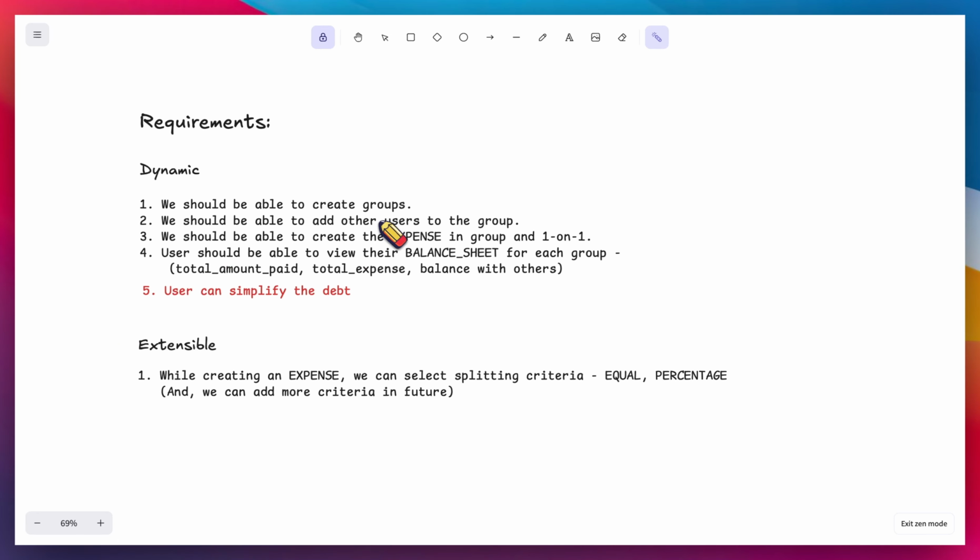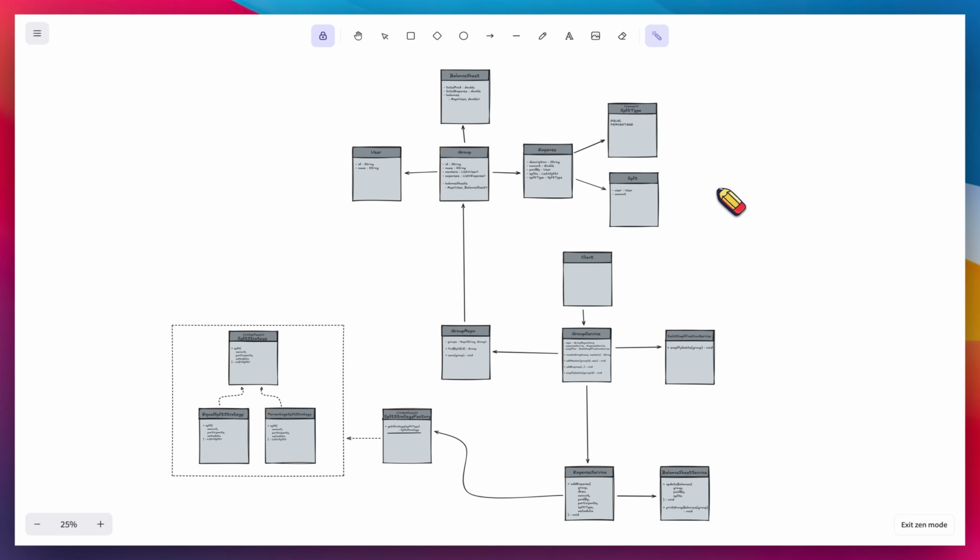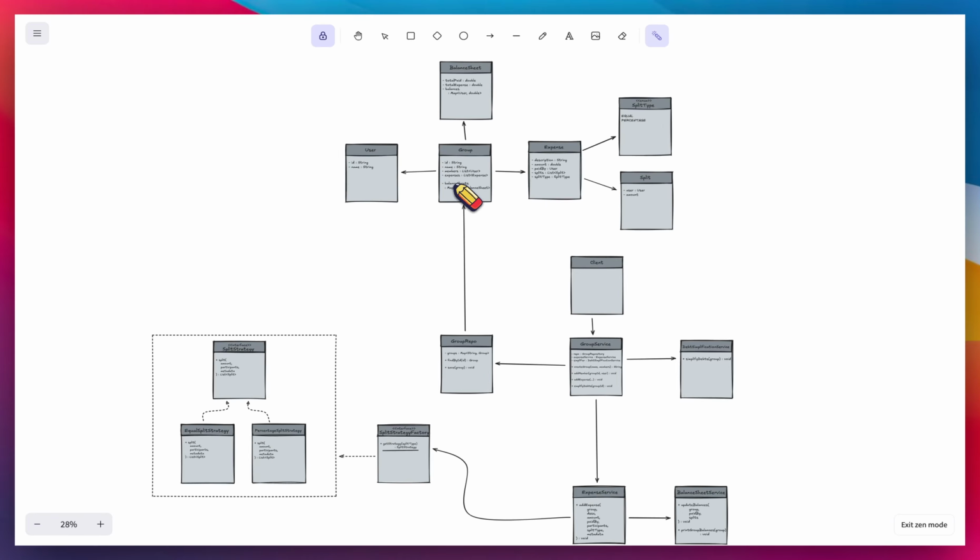Now let's check out the entities and the entire flow with the help of the class diagram. So this is the entire class diagram of our Splitwise application. So in order to understand the flow of this system, let's check out each and every class first. So let's start with the models.